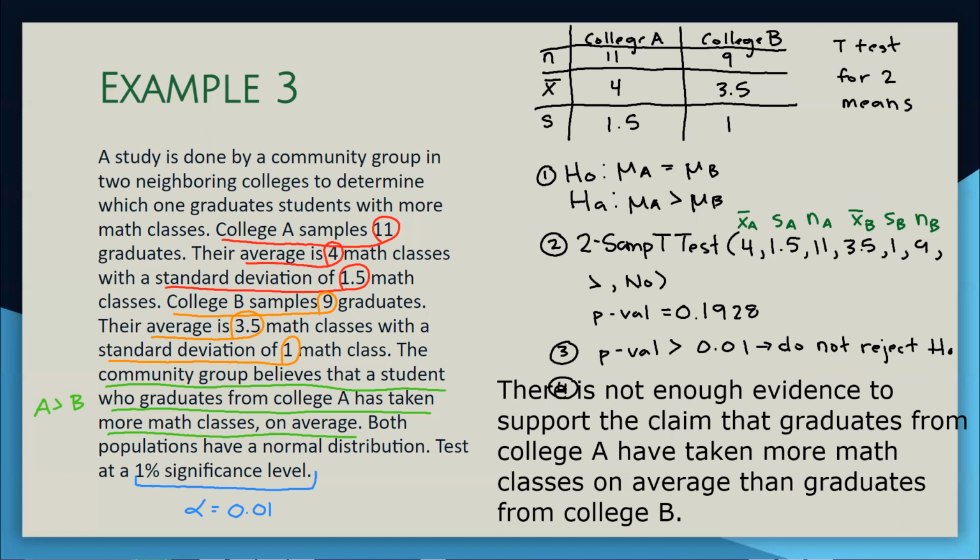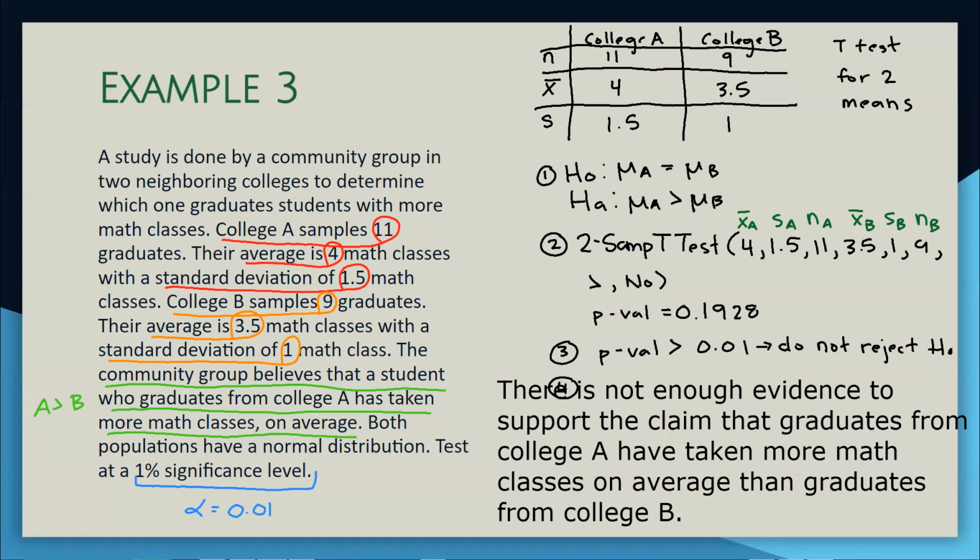For step 2, I used the TI-84, so 2-SampTTest, and then the sample data for group A and the sample data for group B. This is a greater than, and for pooled, we select no. And when I ran that, I got a p-value of 0.1928, which is significantly bigger than our level of significance of 1%, 0.01. So we're going to fail to reject that null.